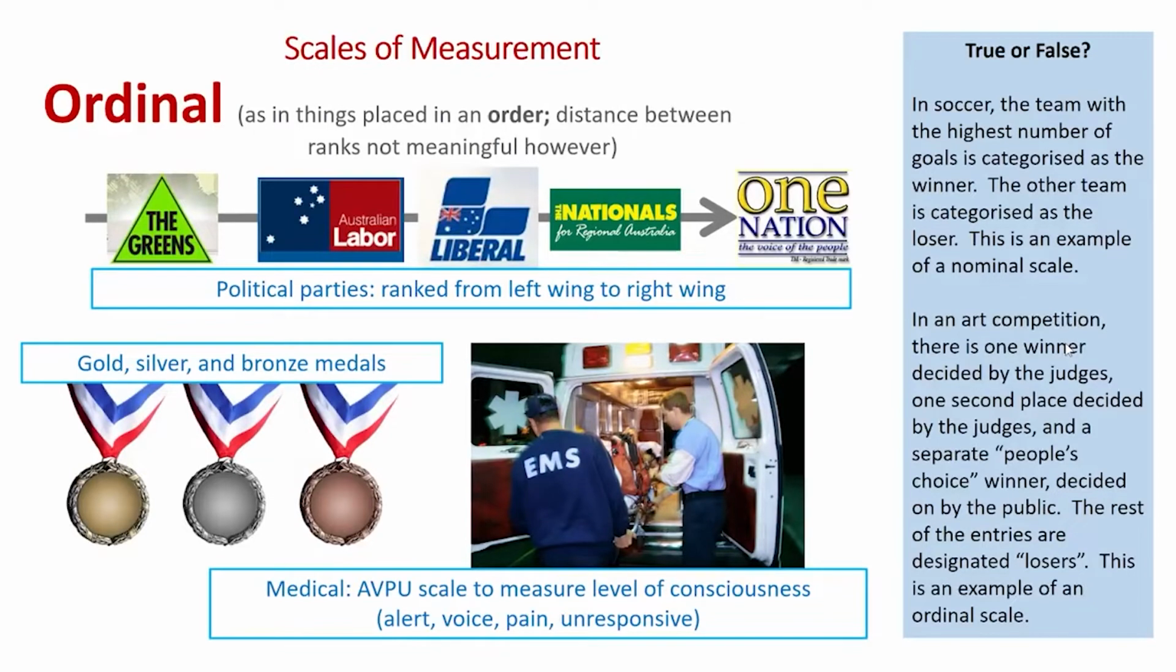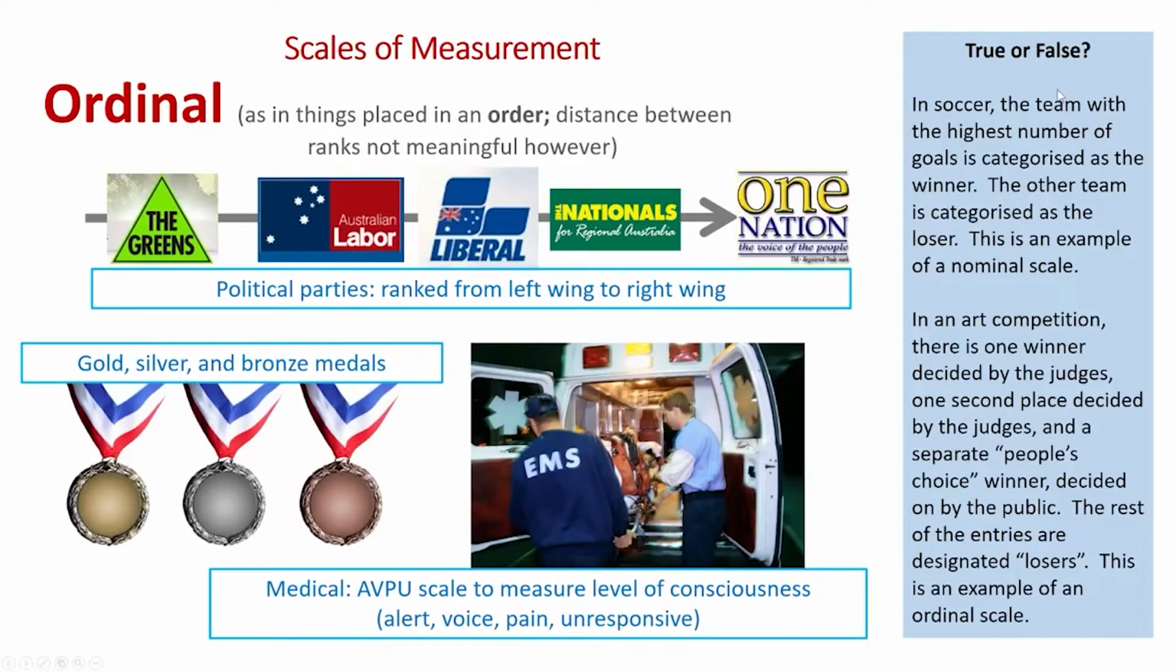And the final level is unresponsive: you can pinch them all you like, and they just won't respond, which means they're completely unconscious. So the AVPU scale is a classic example of an ordinal scale, in that you can put those four things in a rank order, but we're making no assumptions as to the relative distance between each of those four levels. Let's look at the questions on this slide.